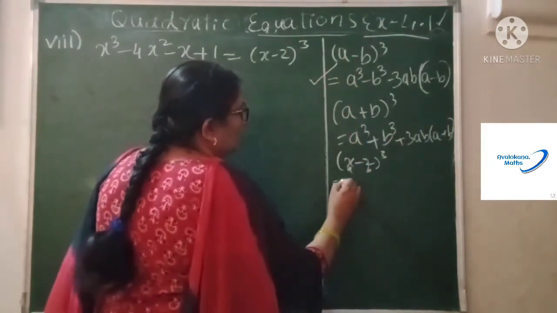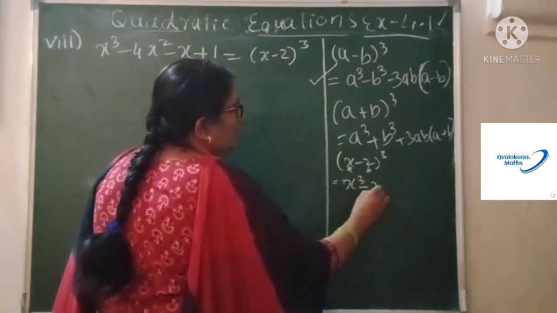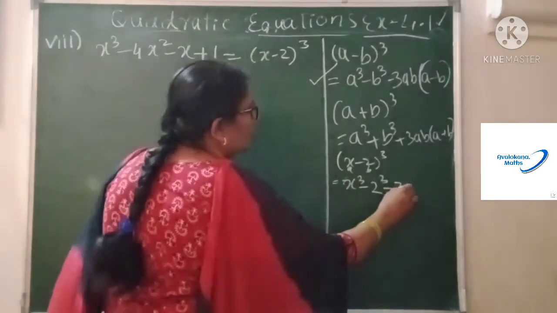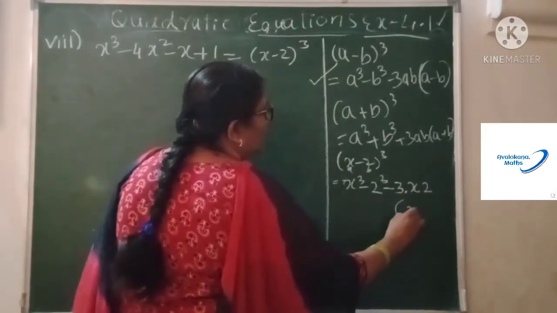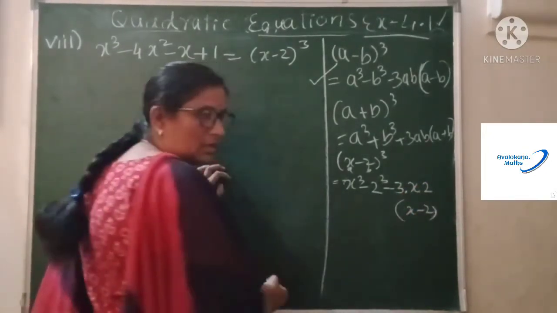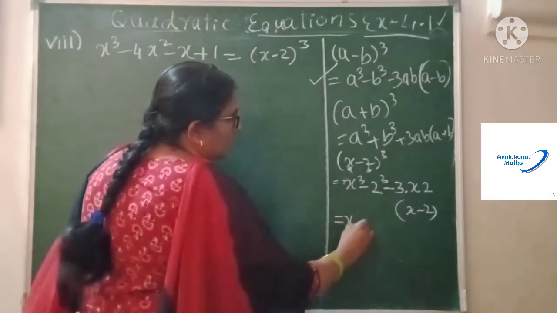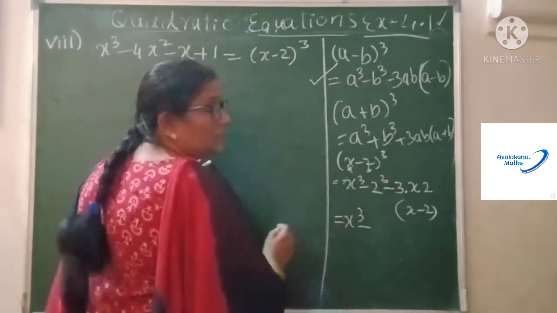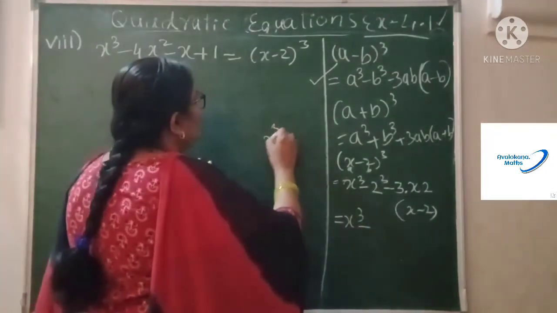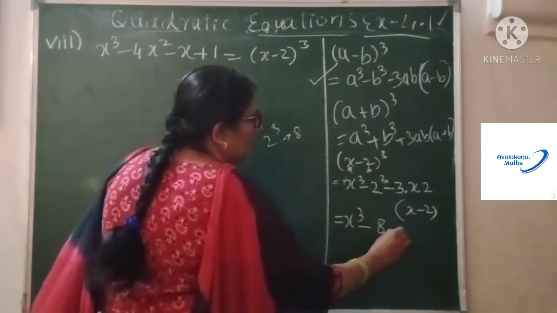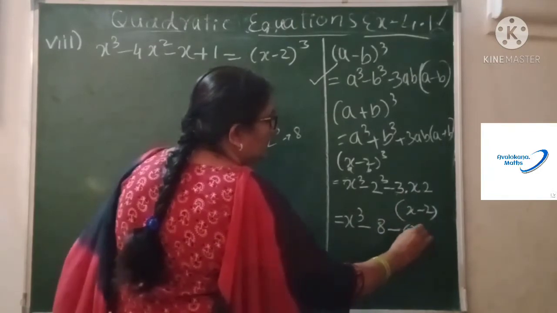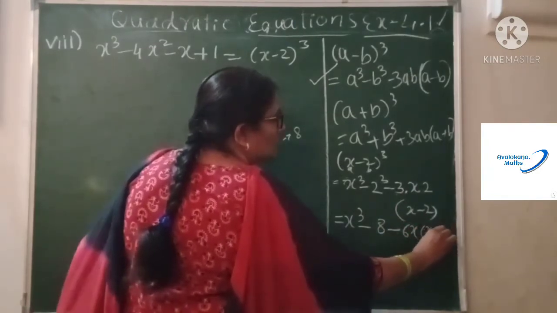Okay. a cube minus b cube minus 3ab of (a minus b). a means x, b means 2. Inside the bracket you have x minus 2. Very simple. x cube, as I told you, 2 cube is 2 repeated 3 times, so 2 cube is 8. Minus 8, minus 3 2s are 6x, and this is (x minus 2).